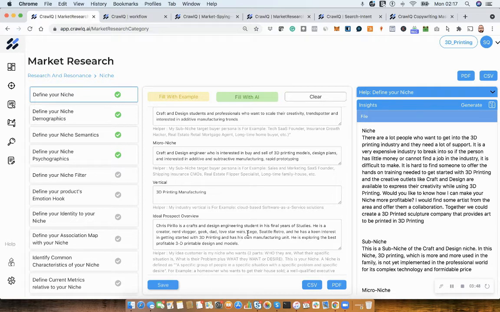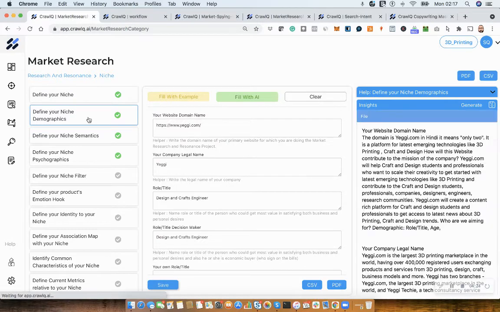He loves Star Wars, he also loves Lego, Seattle retro, and he has a keen interest in getting started with 3D printing. Actually, he desires to have his own manufacturing unit in 3D printing. He is exploring the best profitable 3D printable designs and models. So that's what he desires, and that's what the product and service should attract to this person. This is our niche. This is our market. Chris is our market.